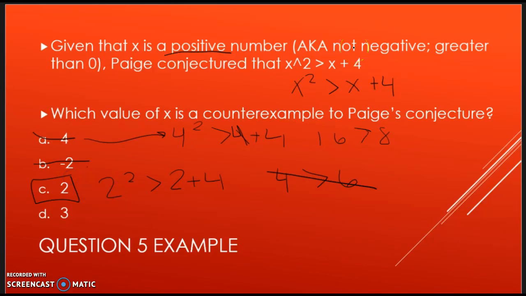We could say, well, that's not quite true, Paige, because if I plugged in 2 for x, then that statement would not be true. And so you can see 3 would make it true. 3 would not be a counterexample because 3 squared greater than 3 plus 4, well, that is true. 9 is greater than 7, so that's not going to be a counterexample. That would be something that would prove her point. We are trying to disprove a point when we are talking about a counterexample.